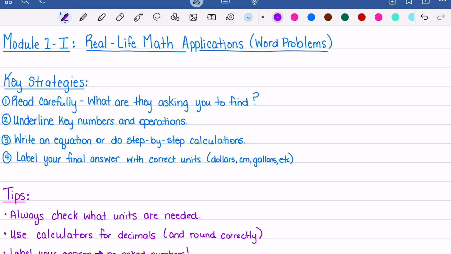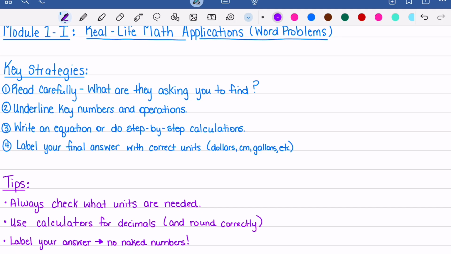Label your final answer. Use units. Try to make sure you're using the correct units. But labeling things is really helpful. So just some final tips. Always check your units. Check to make sure you're using the right units. Make sure that your answer makes sense. And I know that seems kind of silly sometimes, but it really will help you.